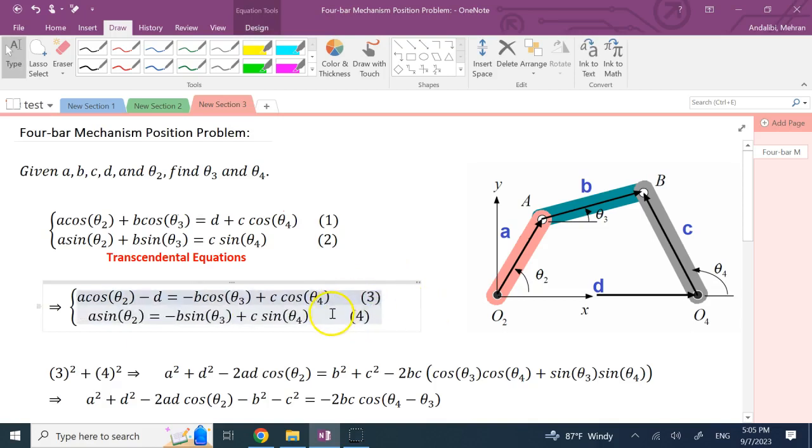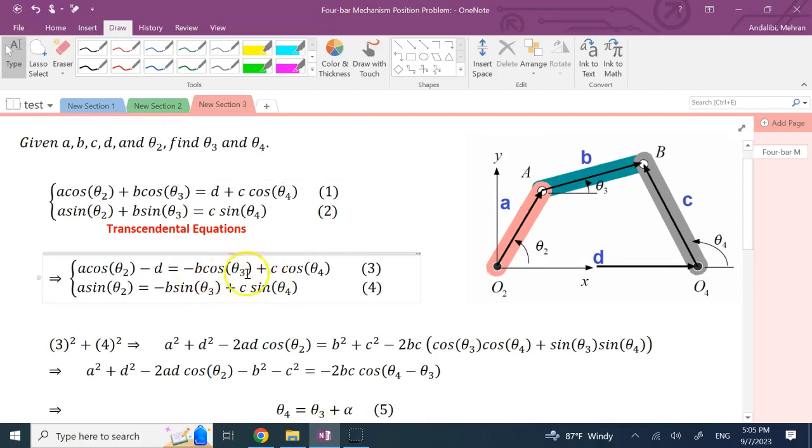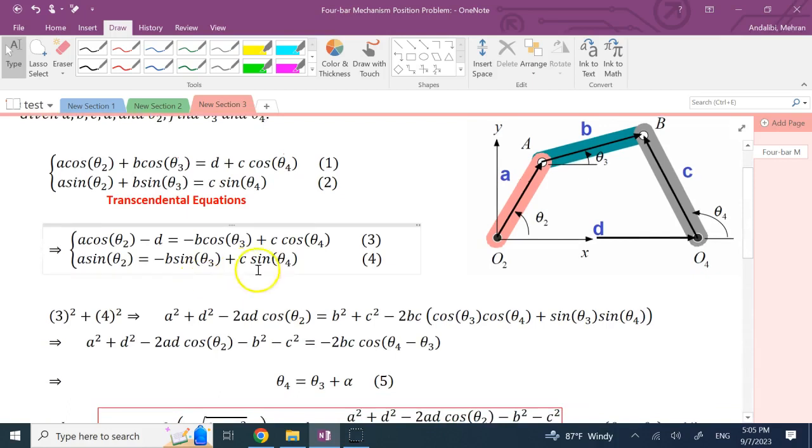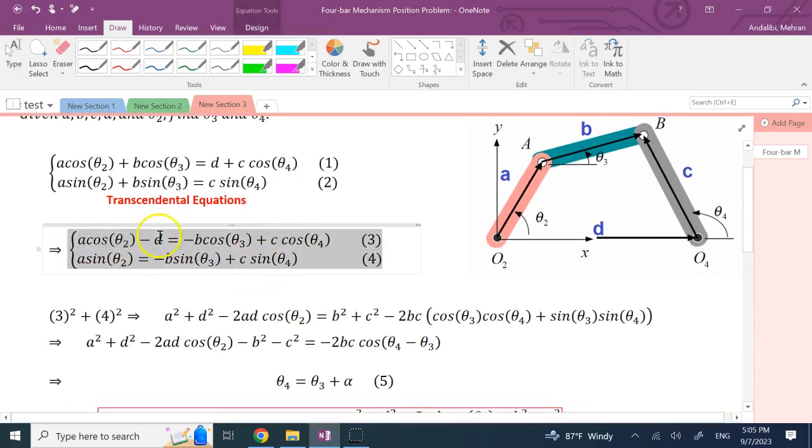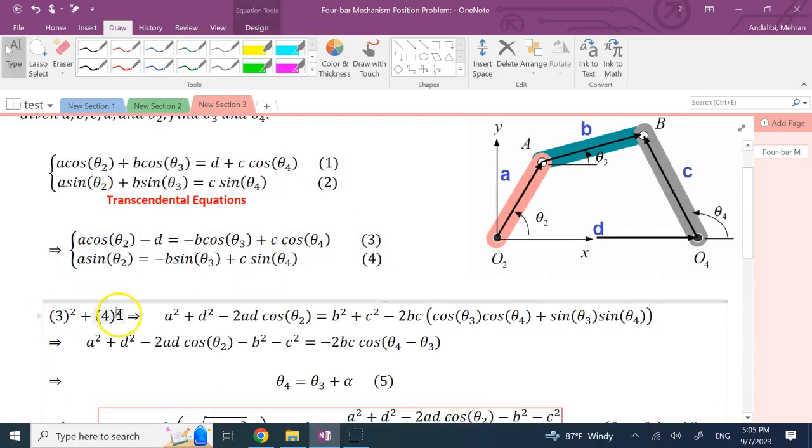Of course, these are still nonlinear and I have not done anything. Why did I do it that way? The reason is now I brought both of my unknowns to the right side and my left side is completely known, because I know A, I know D, and I know theta 2. Theta 2 is given. So now I've written my equations with all the unknowns on the right and all the knowns on the left. Now what do I do? I square both sides of 3, I square both sides of 4, and add them together.